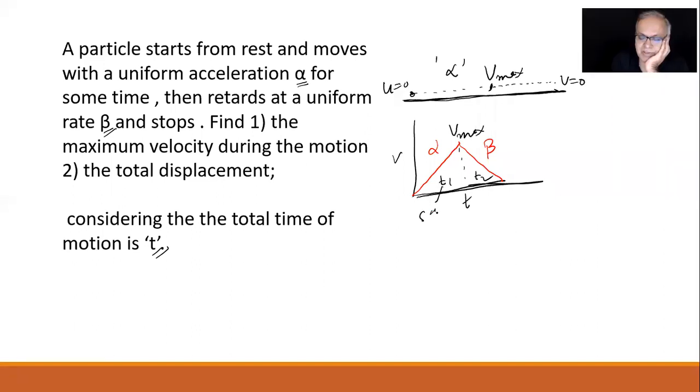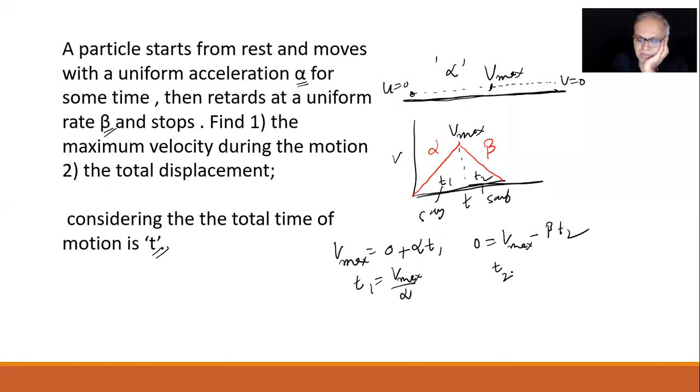Say this time is T1, say this time is T2. So what equation should come to your mind, children? V equals U plus AT, right? So V max equals 0 plus alpha T1. T1 I don't know, right? T1 equals V max by alpha. Now here the final velocity is 0, the initial velocity is V max. 0 equals V max minus beta T2. V equals U plus AT, once again my application, nothing else. So T2 is V max by what?